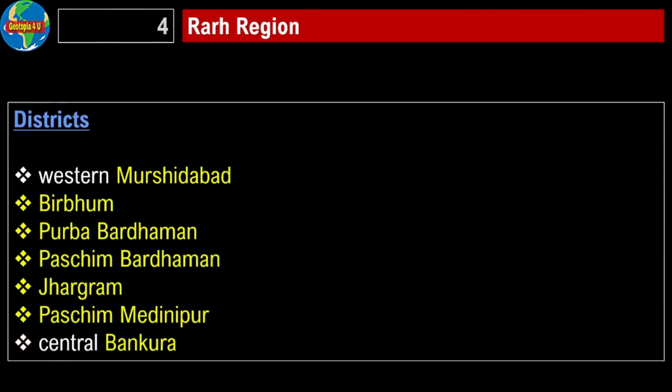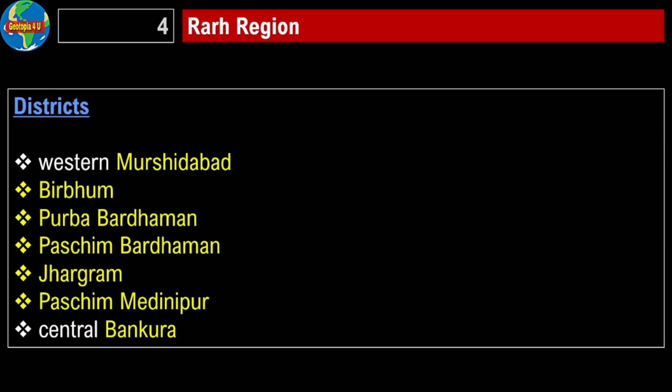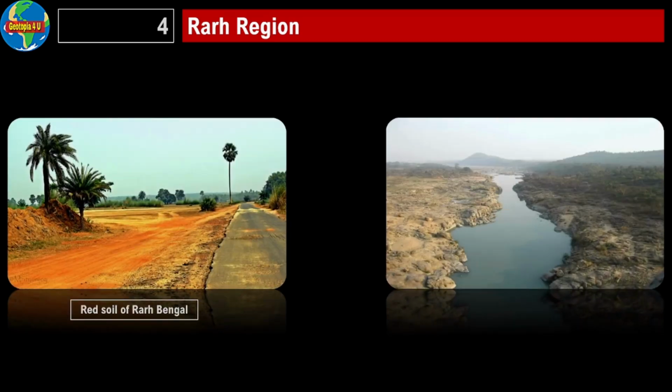Next up, we have the Rar region of West Bengal, which encompasses the districts of western part of Murshidabad, Birbhum, Purba Bardhaman, Paschim Bardhaman, Jhargram, Paschim Medinipur and central Bankura. In the picture to the left, you will notice the red soils of the Rar region of West Bengal, and in the picture to the right, you will notice the very important Damodar river, which runs through this entire area.